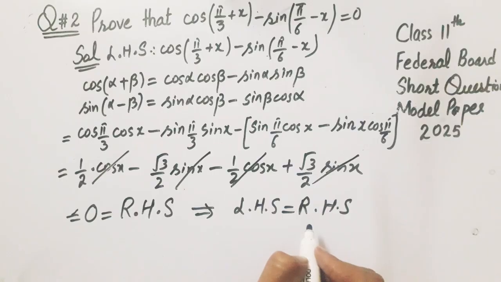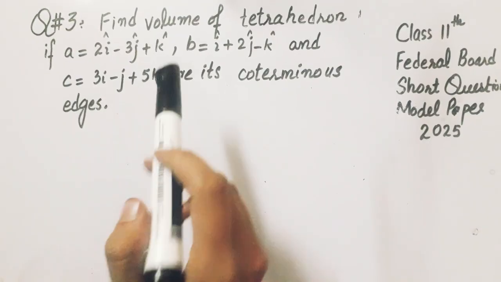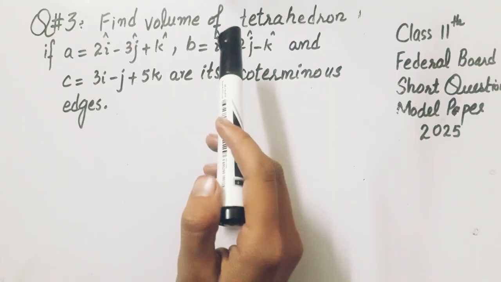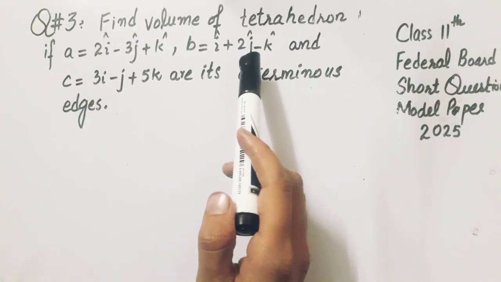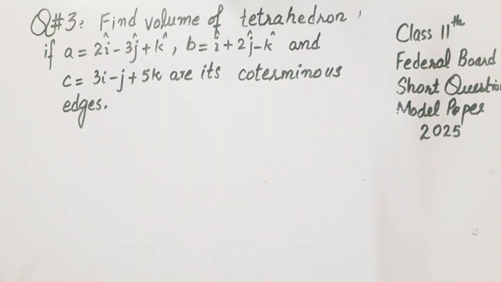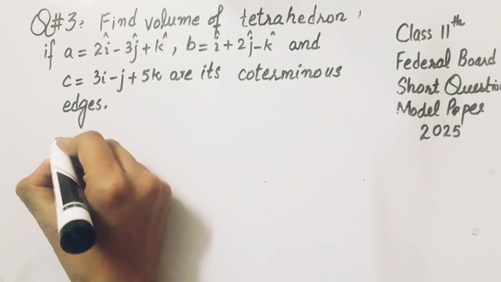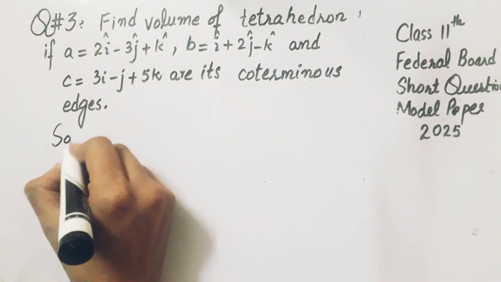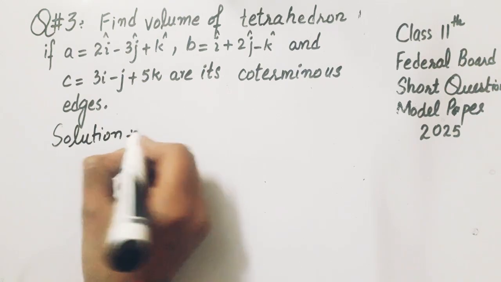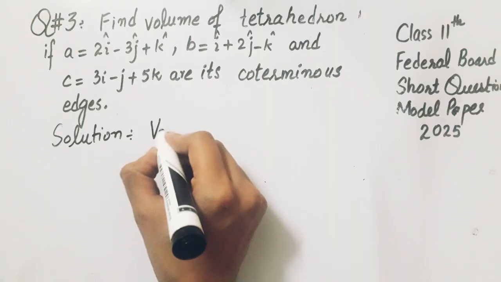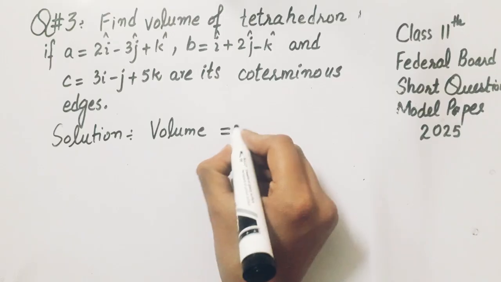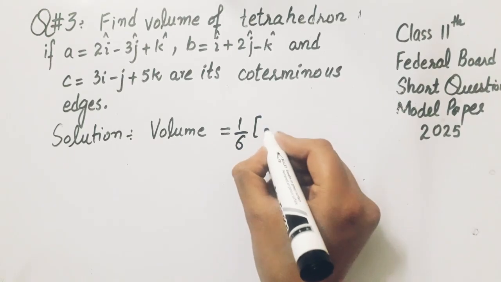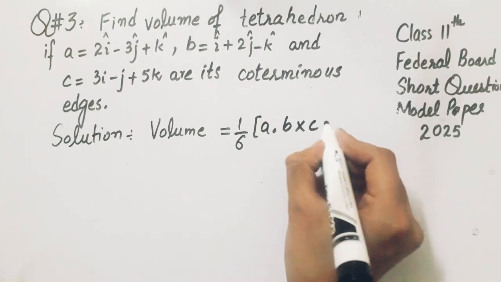Now we will solve question number 3. Now the question number 3 is find volume of a tetrahedron. A is equal to 2i minus 3j plus k, b is equal to i plus 2j minus k, and c is equal to 3i minus j plus 5k. Now we will apply first the formula to find the volume. So the formula of volume is equal to 1 by 6 into A dot B cross C.